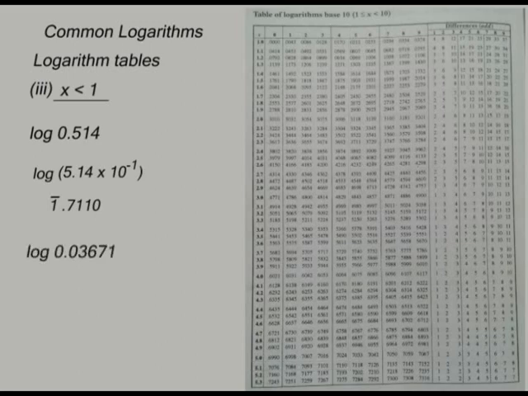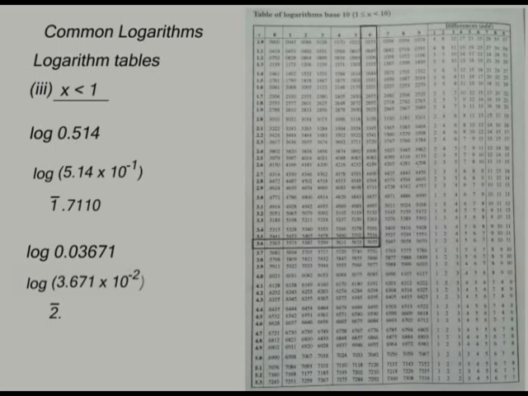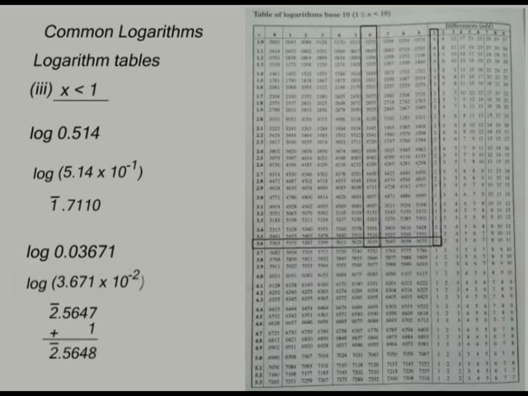How about 0.03671? In standard form, that is 3.671 times 10 raised to power of negative 2, and the log of everything. The power of 10 is negative 2, so we start with 2 bar. And then we go to the log of 3.671. 3.6 is here. 7 will meet us here. We have 0.5647. Then to the column of 1, and the number is 1. We add and we get 2 bar 0.5648.